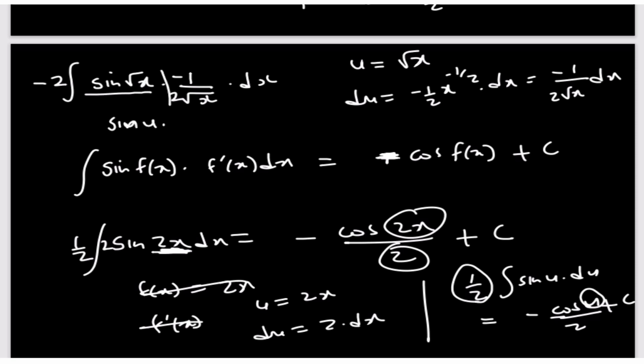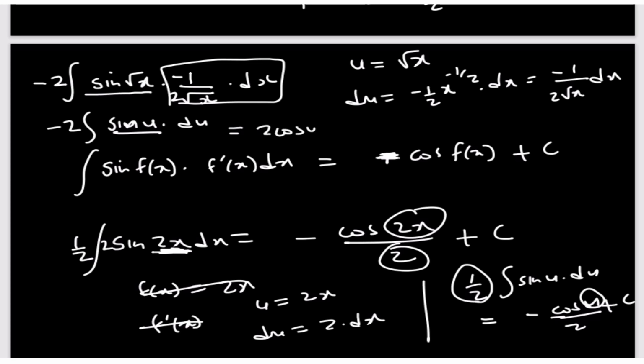This whole thing now is du. I have minus 2. So my answer will be, since this is minus cos, it will be positive cos u plus c, which is positive cos square root of x plus c.